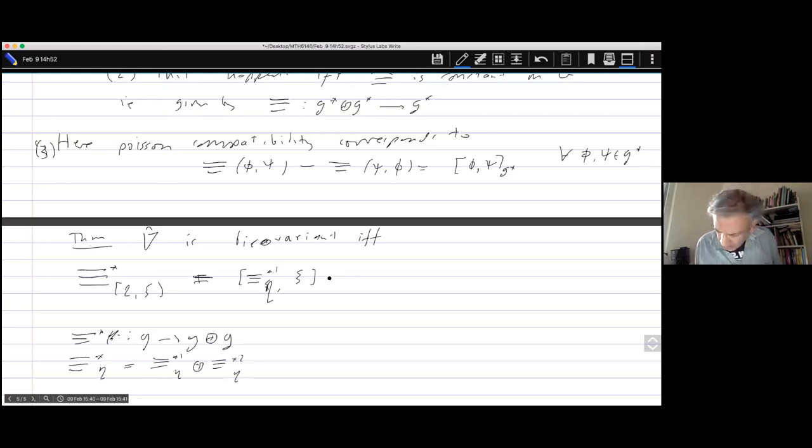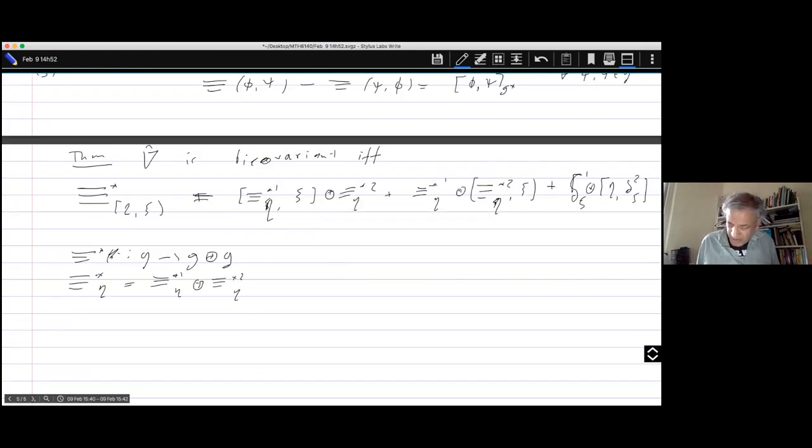Okay, plus delta 1 C tensor eta delta 2 C. Okay, so that's an equation that takes place in G tensor G. So that's a Lie algebraic characterization of a bicovariant differential calculus.